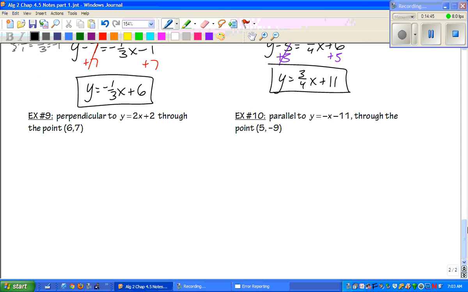Okay. Last two. Now, for this one, perpendicular to 2, and that's 2 over 1. So our slope has to be the opposite, so it's going to be negative, and the reciprocal. Now, let's look at the next one. The next one says parallel. So I want the same slope, and the slope right there is -1. Okay? So number 9 and number 10 are all yours. Go ahead and pause the video and see how you do.